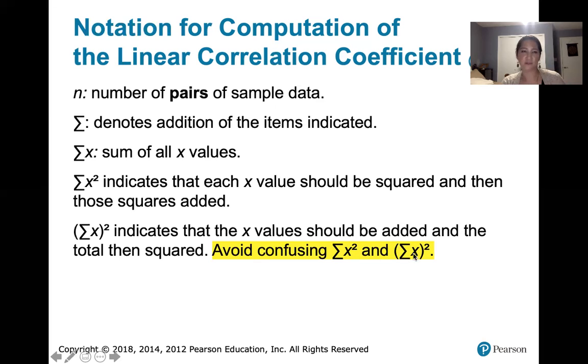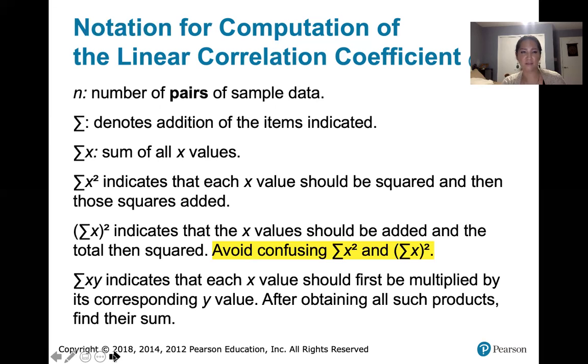They're two different things. And of course, we could have y's here instead of x's, and that would be fine too. Those appear in our formulas as well. And this is a sum of x times y. That means each x value should be multiplied by the corresponding y value. And then after you multiply the x and y values together, you add them together to find the sum of those products.